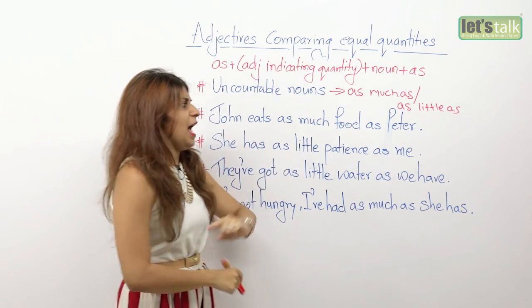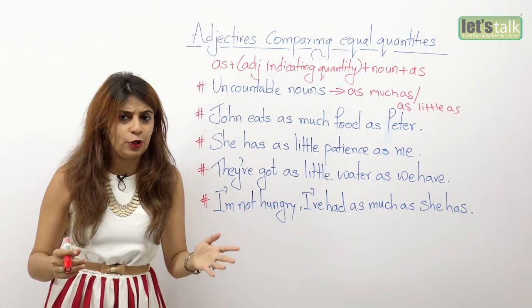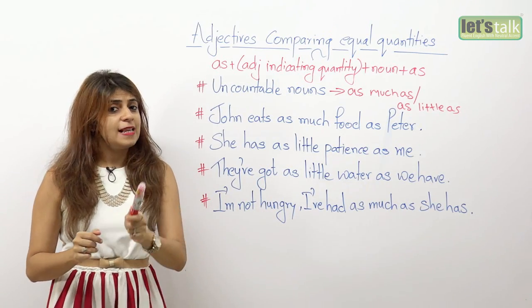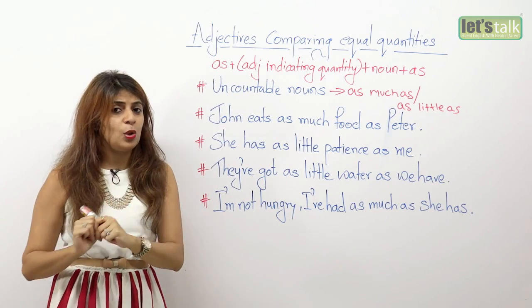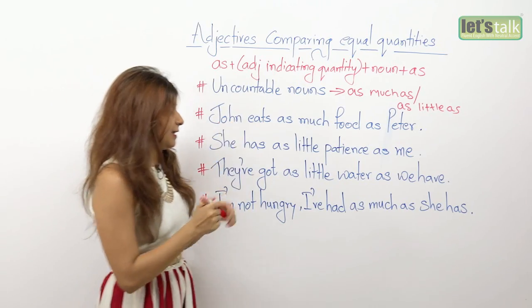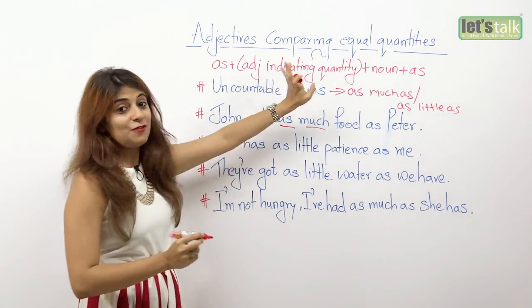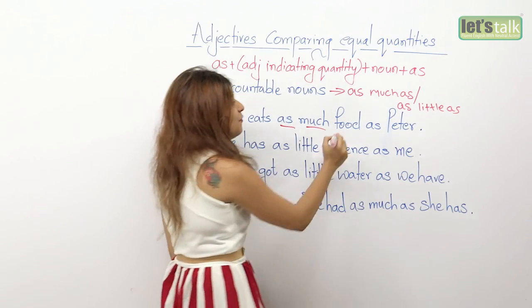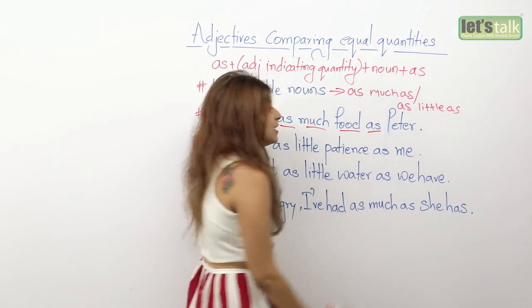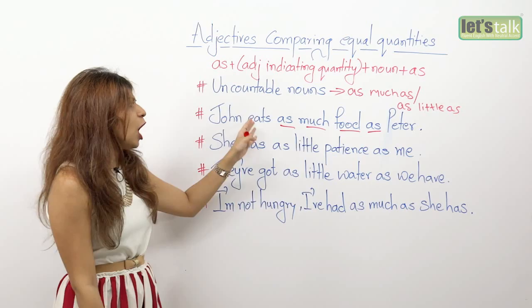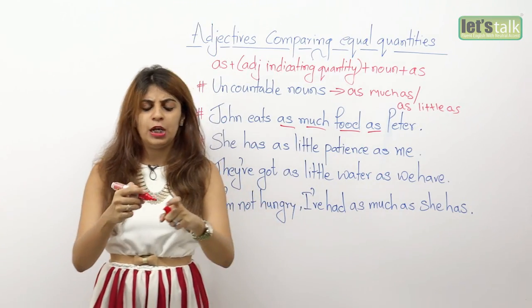John eats as much food as Peter. So we are using the same formula to compare equal quantities. So John eats, the word as, much is the adjective indicating quantity, food is your noun, and then you end it with the word as. So John eats as much food as Peter.